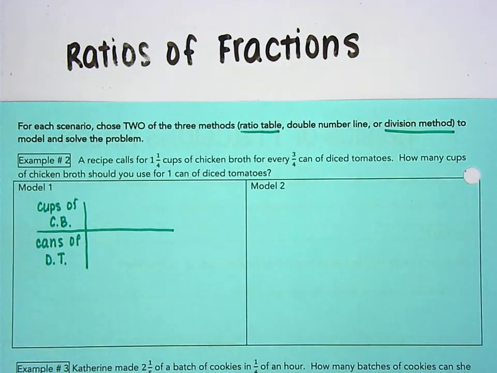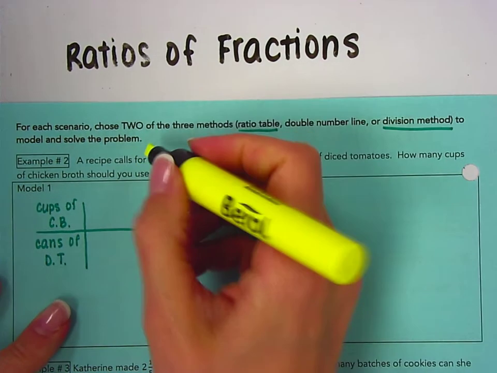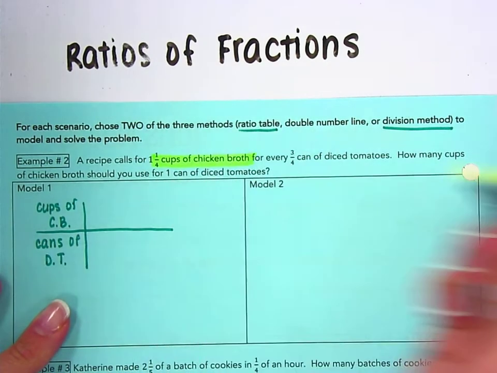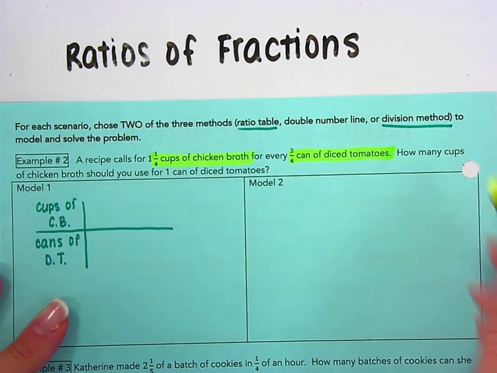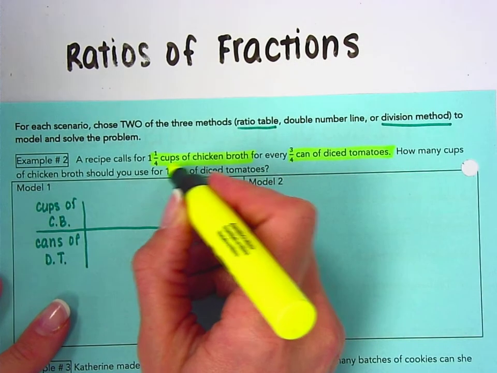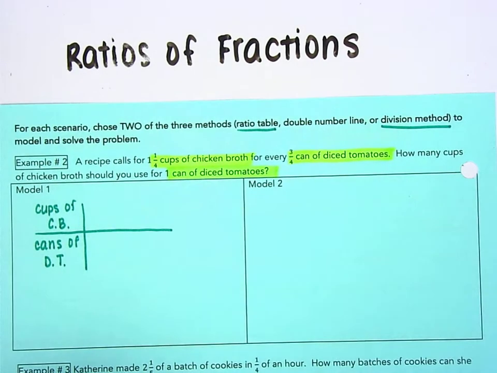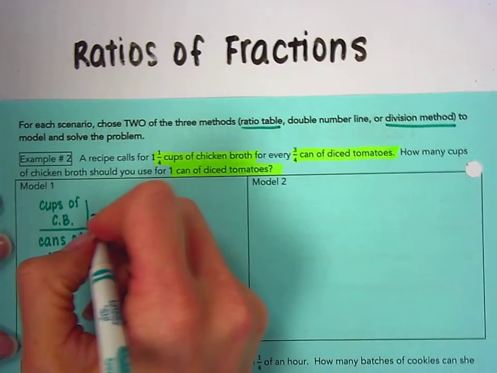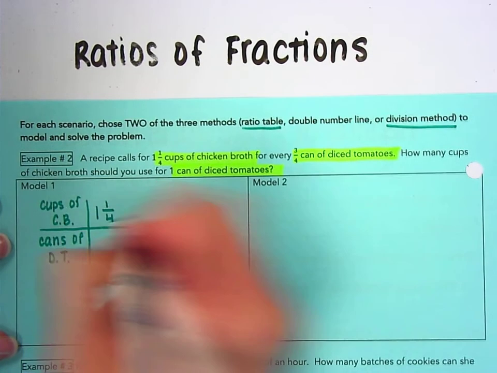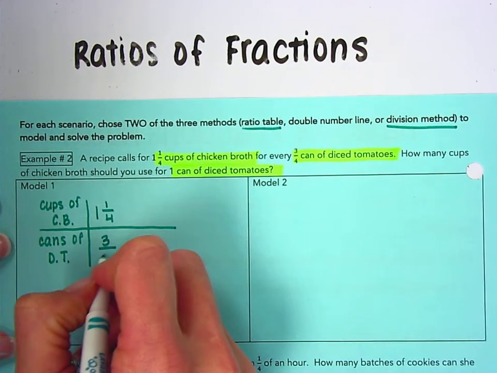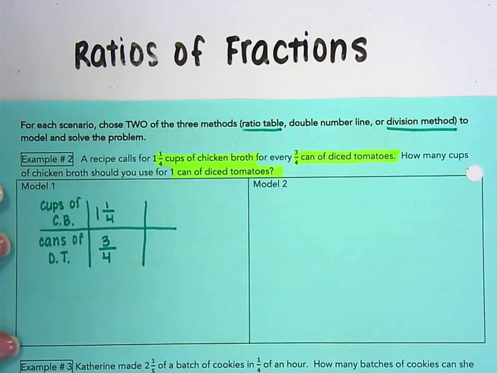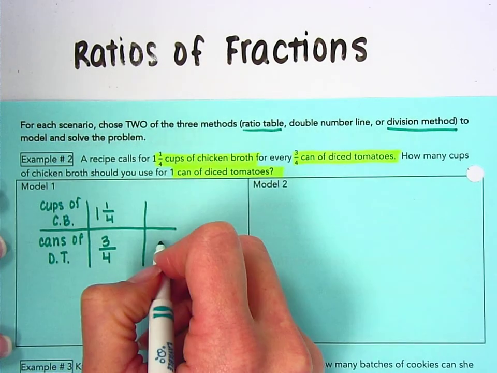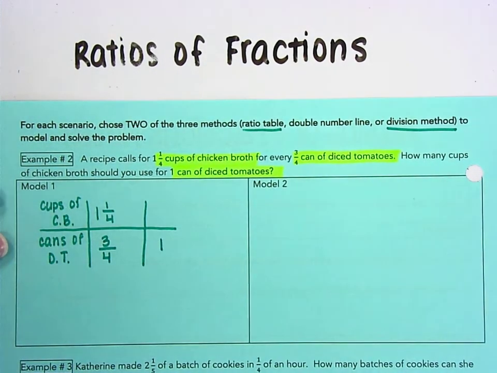So what is the important information? We know that a recipe calls for 1 1/4 cups of chicken broth for every 3/4 cans of diced tomatoes. I want to know how many cups of chicken broth I should use for 1 can of diced tomatoes. Now we can start plugging some stuff into our table. So we know that for 1 1/4 cups of chicken broth, I'm going to use 3/4 of a can of diced tomatoes. And I also know that I ultimately want to figure out how many cups of chicken broth I need for 1 can of diced tomatoes.